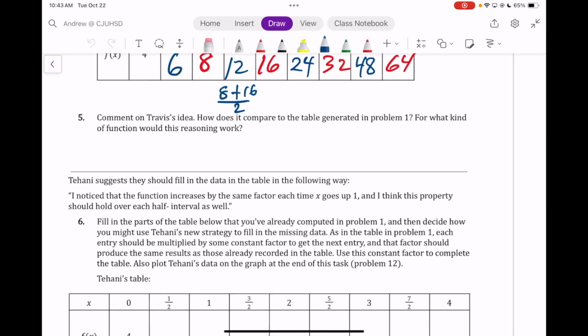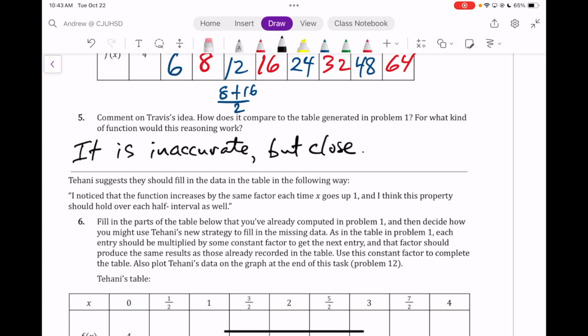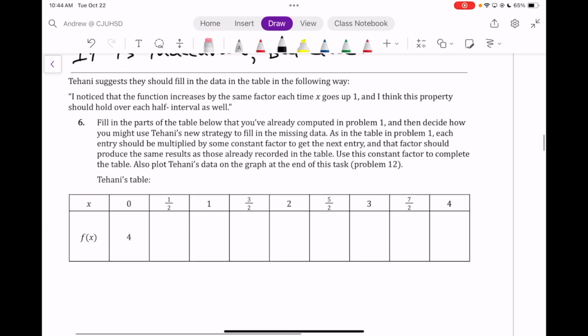So in commenting on Travis's idea, it doesn't work. It is inaccurate, but it is close. Now, Tehani suggests that they should fill in the data in the table in a different way. She says, I notice the function increases by the same factor each time x goes up 1, and I think this property should hold over each half interval as well.